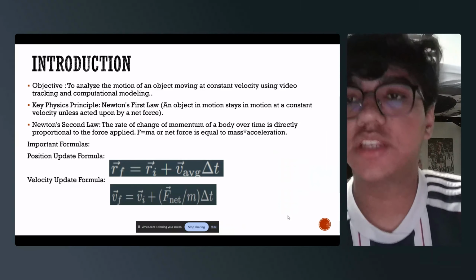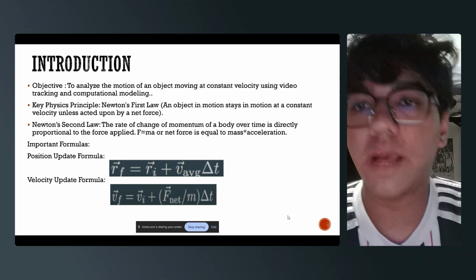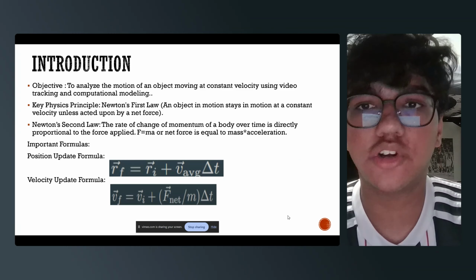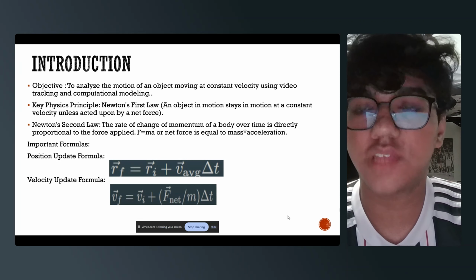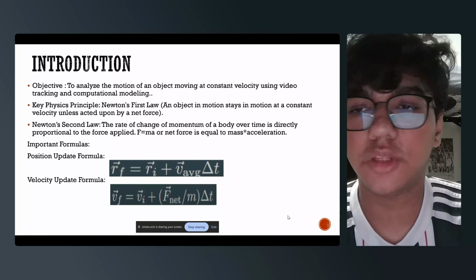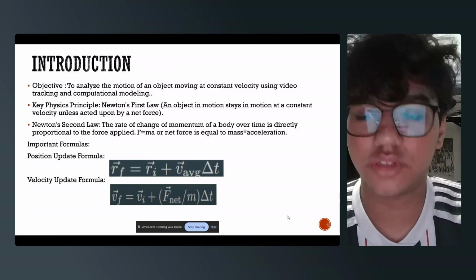Introduction. So the objective for this lab was to analyze the motion of an object moving at constant velocity using video tracking and computational modeling. Key physics principles used were Newton's first law and Newton's second law. Some of the important formulas to be noted were the position update formula and the velocity update formula.